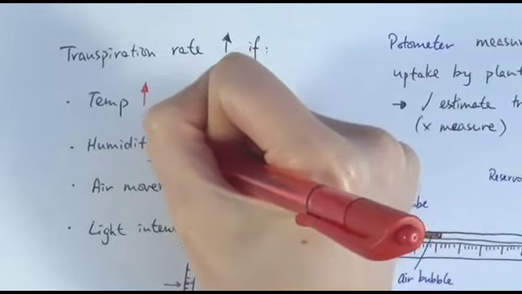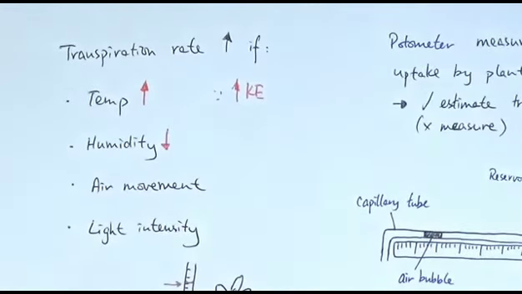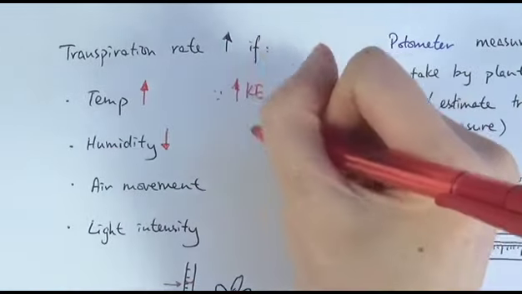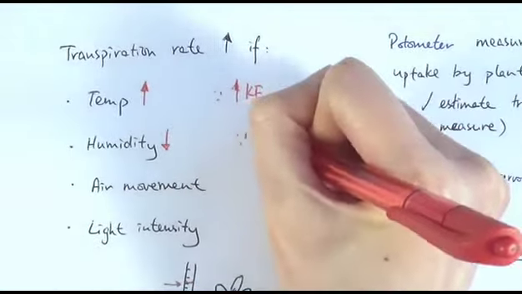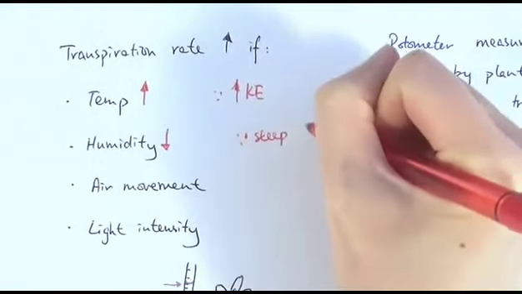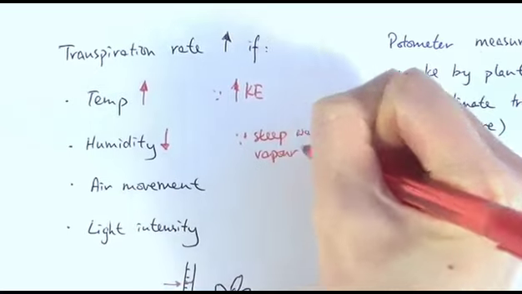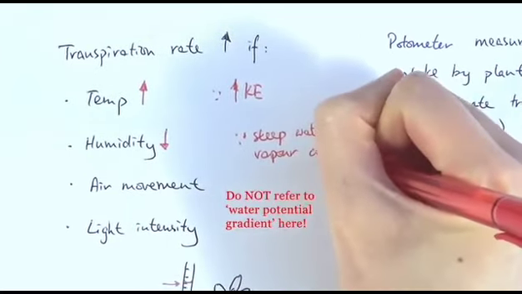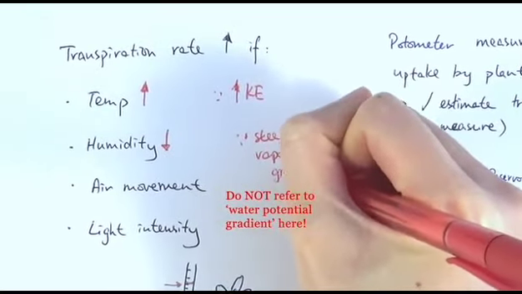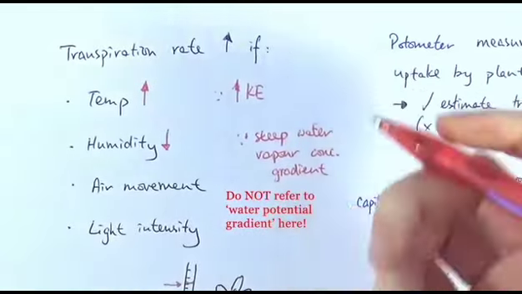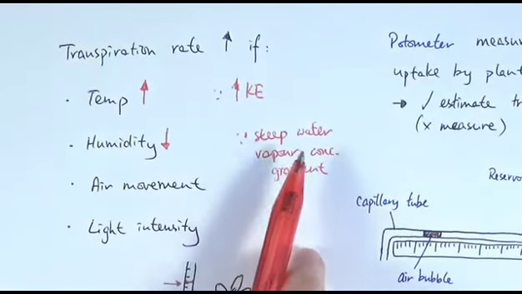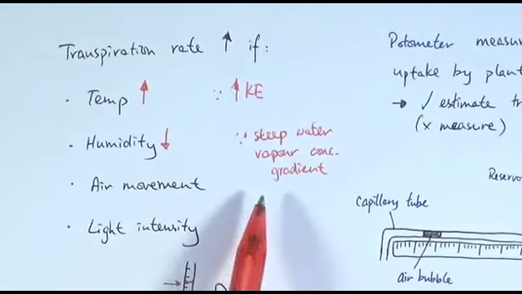If the humidity is low, then the transpiration rate would also increase. So if the environment is quite dry, then there will be more water loss outside because of how steep the water vapor concentration gradient would be. Notice in this case we don't talk about water potential gradient at all, because it's not about osmosis but about diffusion. So even though it's a little bit long, make sure you say water vapor concentration gradient.